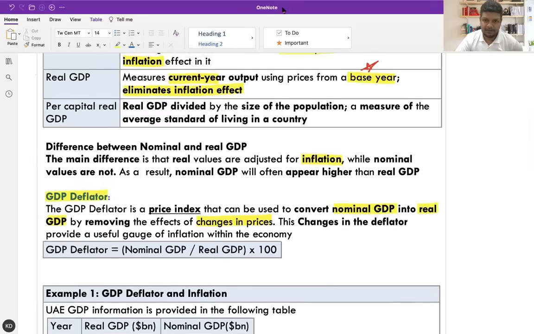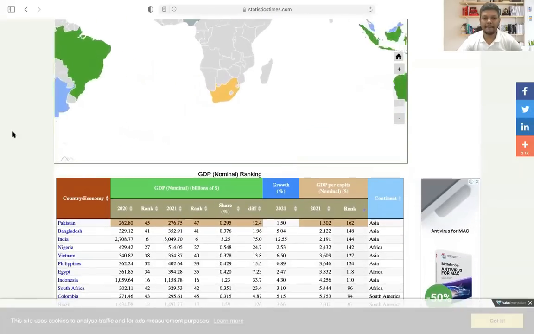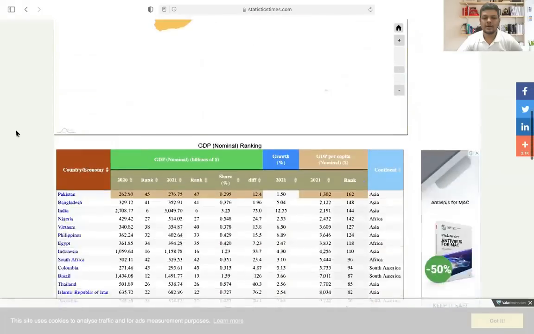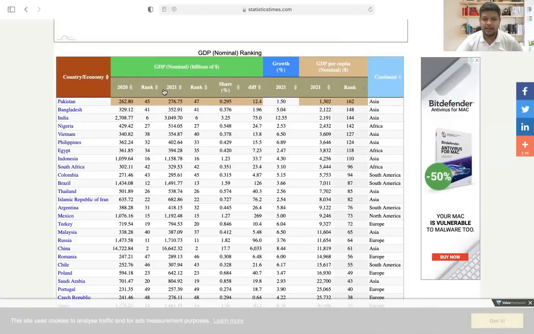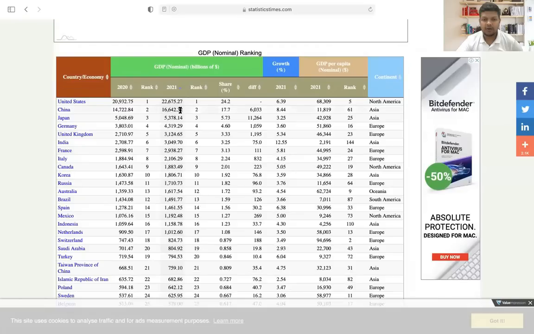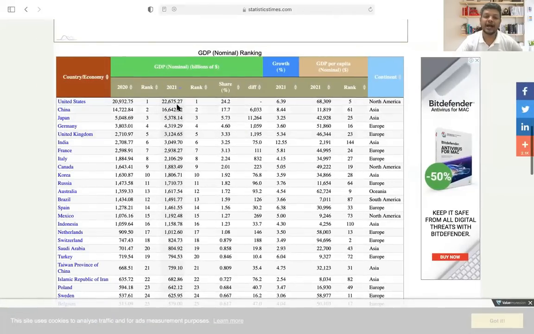Now, what is real GDP? Before I go to nominal and real GDP, just see here. Can you see my screen? Yes. Okay. So this is the nominal GDP in billions of dollars. Let me take you to rank 1, which is the world's largest economy by all means. It is the United States, which has a GDP of around $22 trillion, followed by China, which has around $17 trillion.